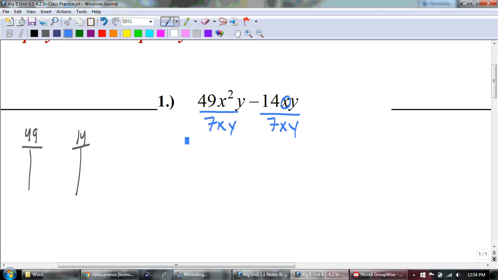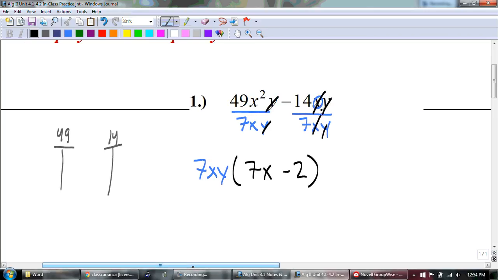So my GCF comes out front, the 7xy, and then I start to divide. 49 divided by 7 is 7. x squared divided by x is x, and then the y's cancel. Negative 14 divided by 7 is negative 2, and my x's and my y's cancel. So my final answer is 7xy times 7x minus 2.